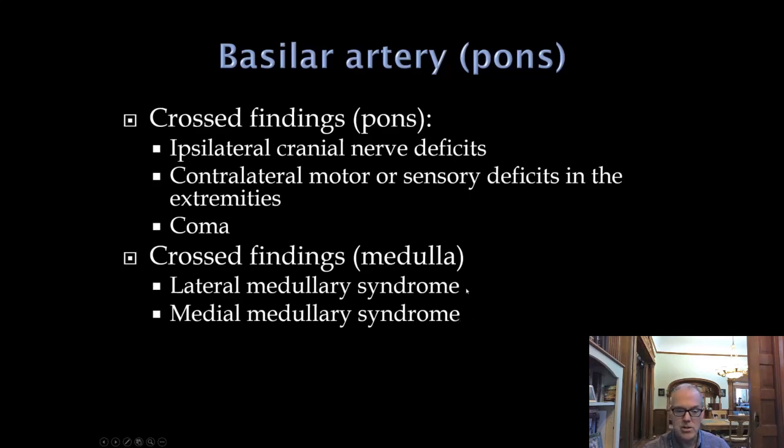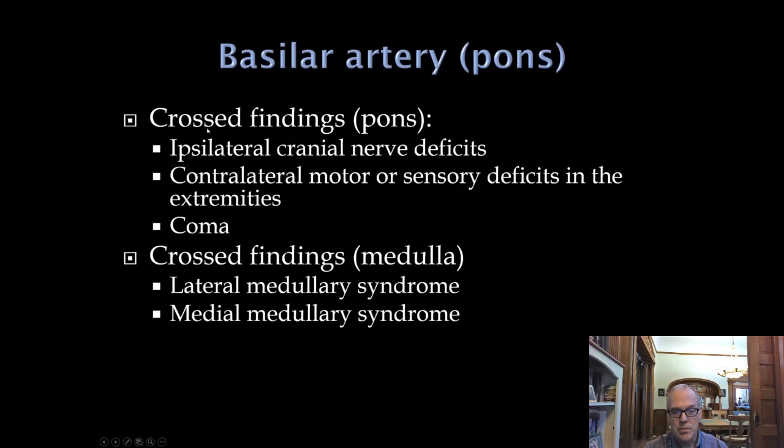In lateral medullary syndrome, everything was ipsilateral, but our classic crossed finding that we talk about is you have ipsilateral spinal trigeminal nucleus and tract involvement. That gives you ipsilateral loss of pain and temperature on the face, but the spinothalamic tract involvement gives you contralateral numbness and loss of pain and temperature in the opposite arm and leg.